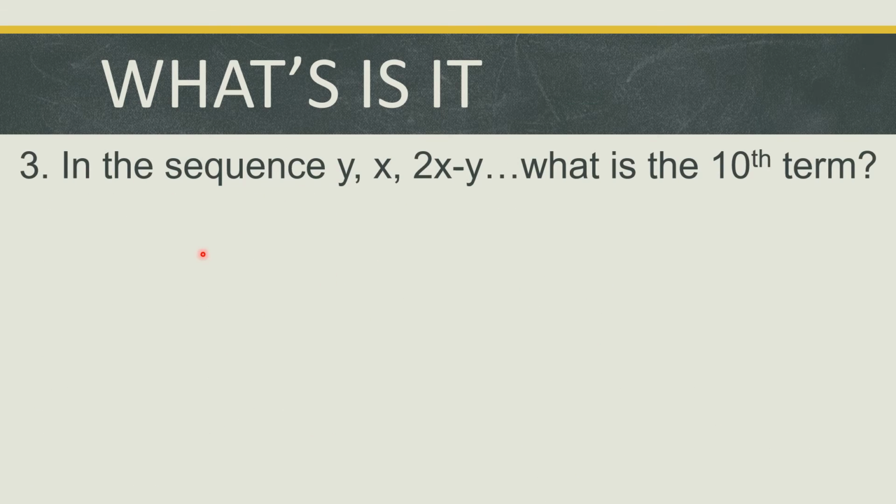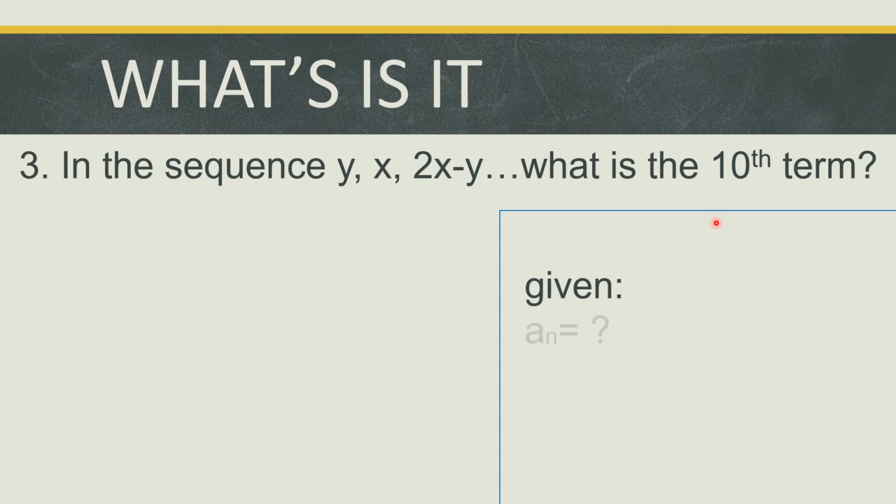Next, let's have our third example. In the sequence y, x, 2x minus y, and so on, what is the 10th term of the sequence? So first, we need to identify the given. A sub n is again the missing because we need to find the 10th term of the sequence. Next, a sub 1 is y, the first term of the sequence. Then d is x minus y, that is second term minus the first term. And n is equal to 10 since the missing is the 10th term.